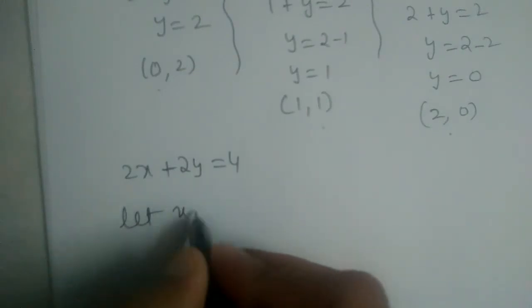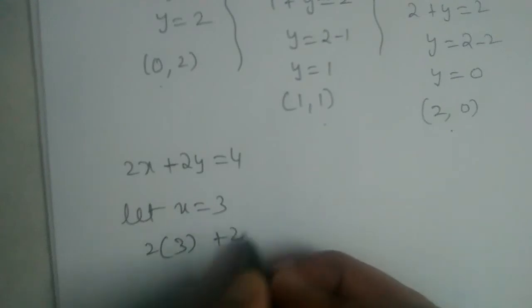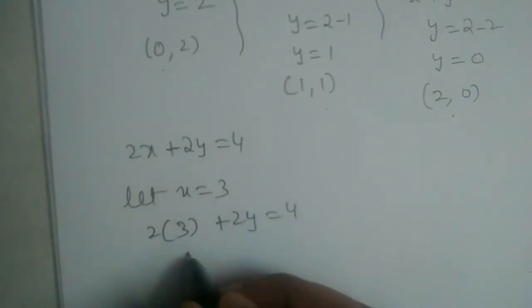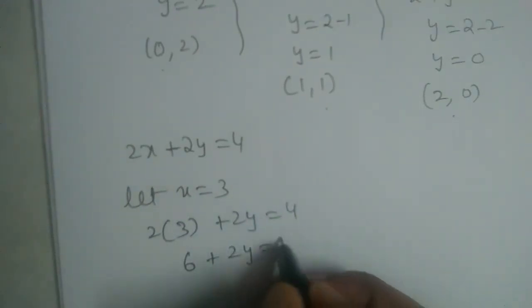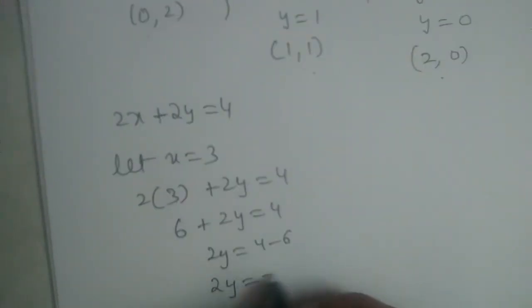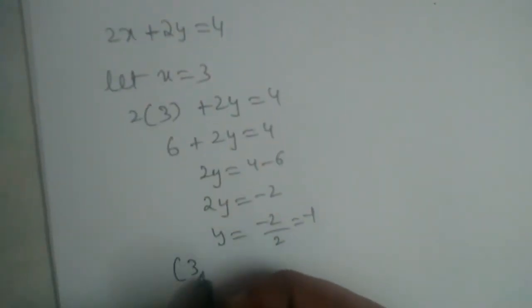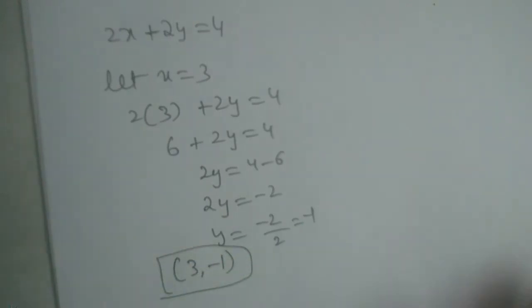Okay. Let us take x = 3. So this will give us 2 into 3 + 2y = 4. 2 threes are 6, plus 2y = 4. So 2y will be 4 minus 6. So 2y will be minus 2. y will be minus 2 by 2. How much? Minus 1. So this is (3, -1). So this is the first point.